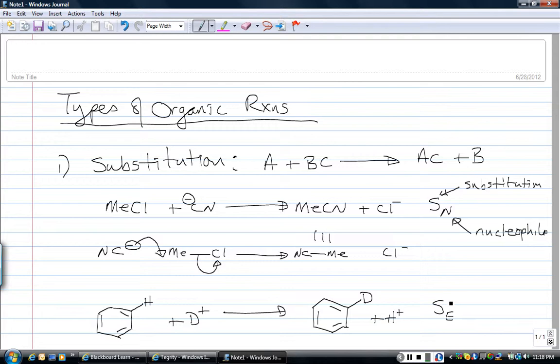So again, the way we name these is that you write the uppercase letter for the type of reaction, in this case substitution, and then a lowercase letter indicating the character of the incoming group.